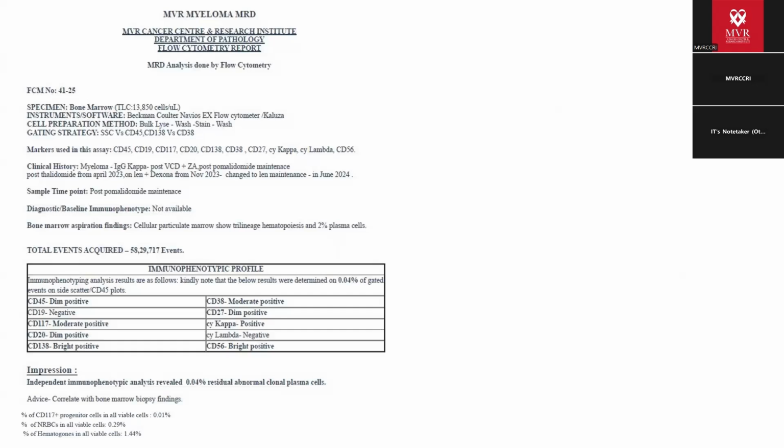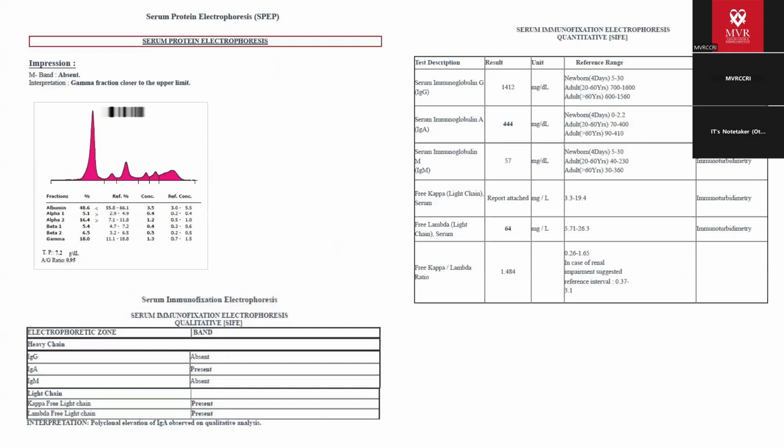Okay, and then at the end of the report, we do mention the hemodilution parameters, and if it is hemodiluted, we say the sample is hemodiluted also. So this patient, as I told, flow MRD has a very good sensitivity compared to IF and electrophoresis.